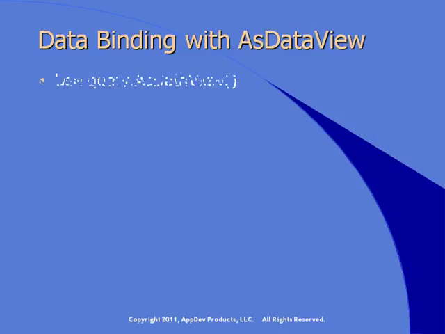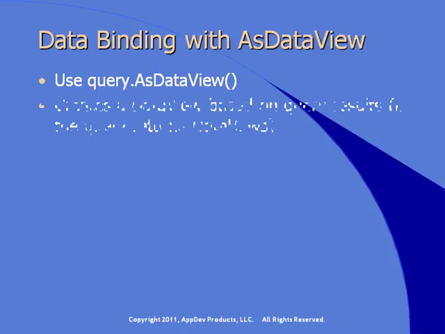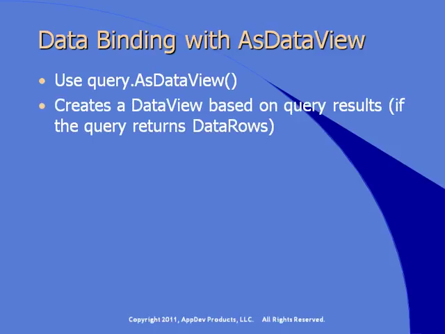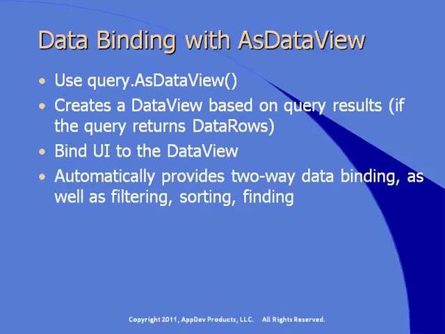The third way is to use query.asDataView, and we just saw this in the previous demo. This creates a data view based on the query results. And again, this requires the query to return data rows. You then bind the UI to the data view. This gives you automatic two-way data binding as well as the filtering and the sorting and the finding that we saw in the previous section.